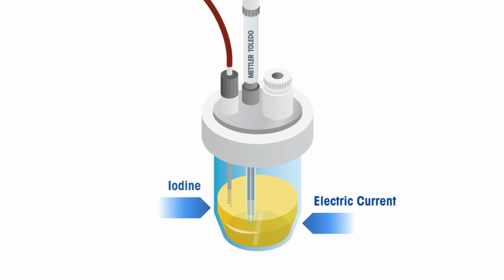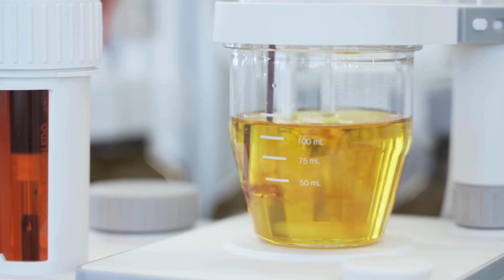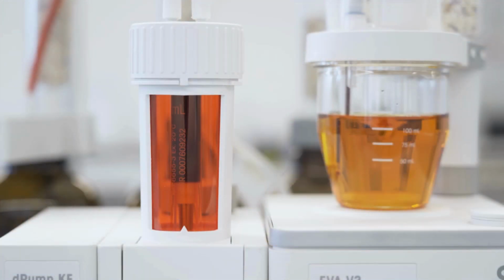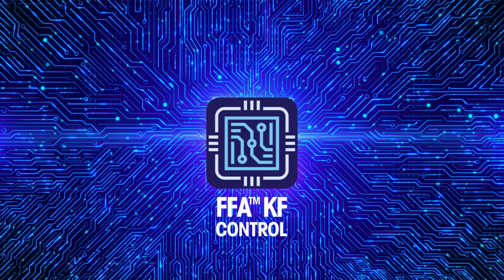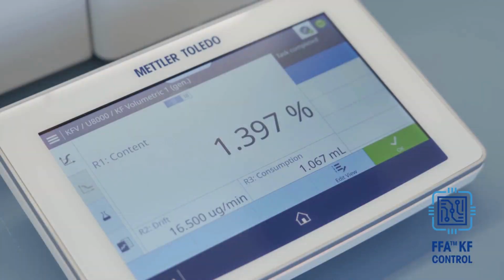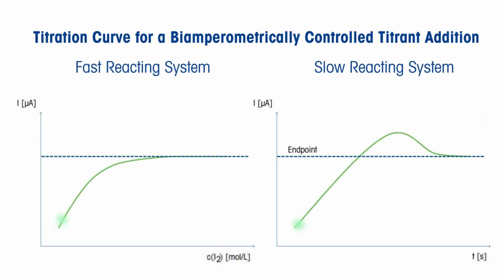KF cell. This amperometric indication is particularly effective for slow reaction rates, enabling us to add at least a portion of the iodine faster than the chemical reaction itself. This temporary excess iodine accelerates the chemical reaction, resulting in significantly shorter titration times. The FFA algorithm provides precise measurements of water content in a short amount of time, regardless of the reaction rate.